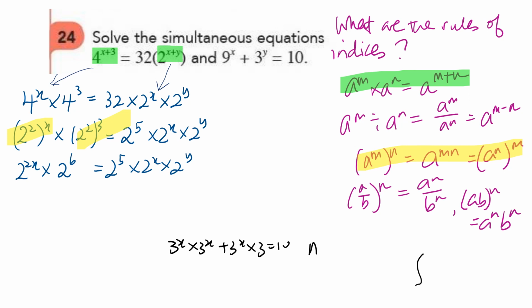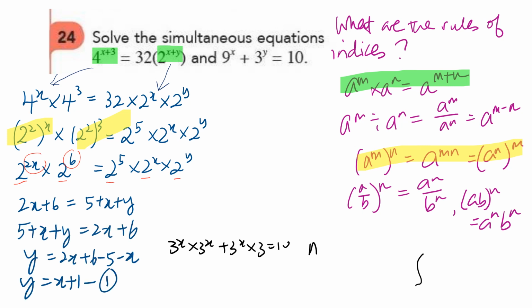And then what's next? Yeah, so now you have all the same base 2, right? Base 2, base 2, base 2, base 2. So you can just add the powers. So that will be 2x plus 6. That will be 5 plus x plus y. Okay, we're going to make y the subject.